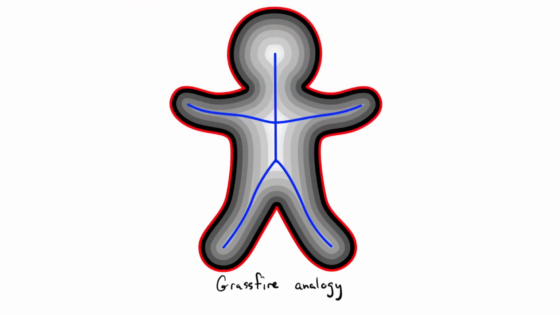In the crossfire analogy, we imagine that the whole boundary is set on fire at the same time. The fire spreads with a constant speed away from the boundary. The isolines in this image can be seen as the shape of the fire front at different instances in time, as the fire travels away from the boundary towards the middle of the object. The medial axis transform, shown in blue here, appears where the fire front meets itself.